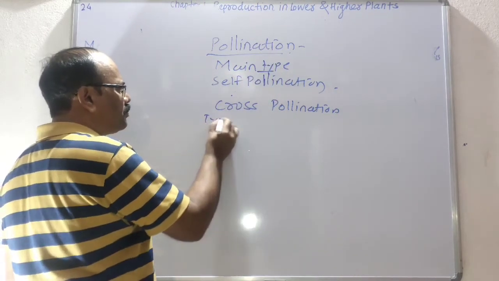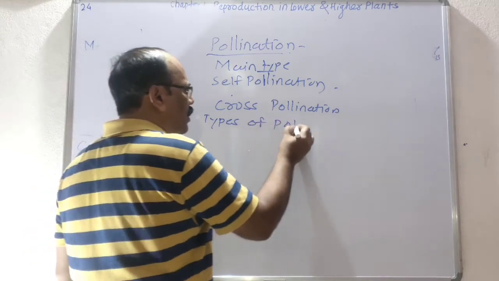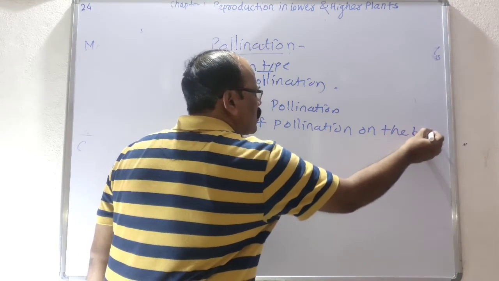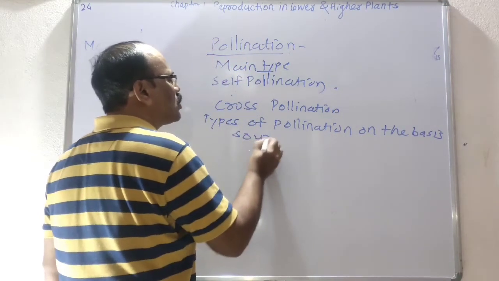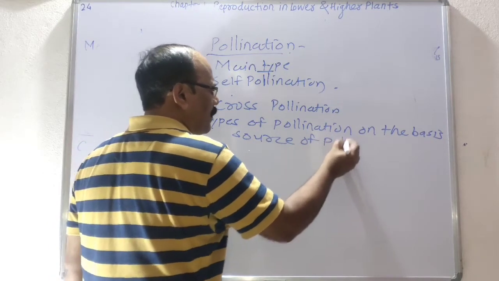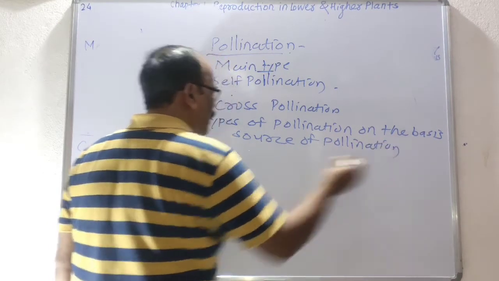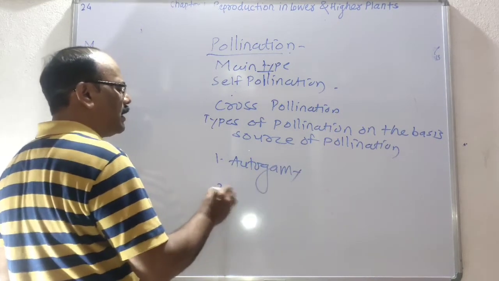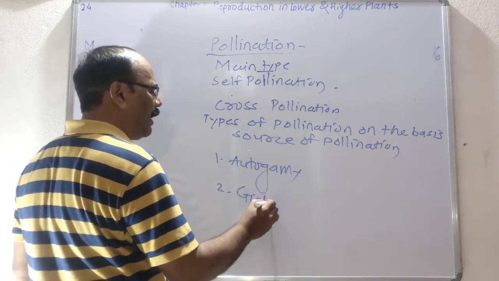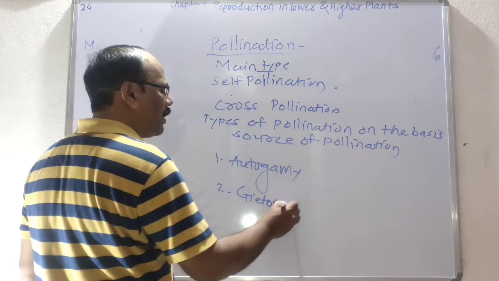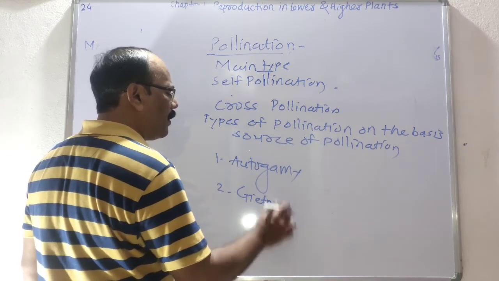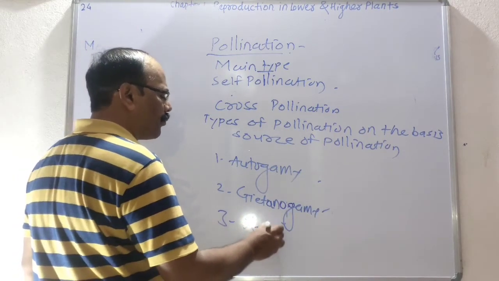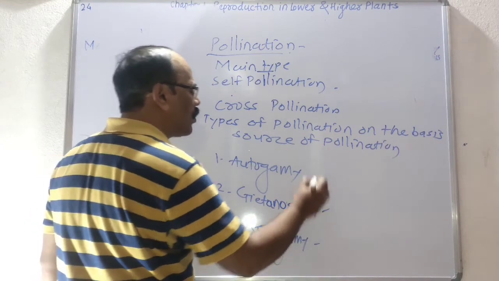And the types of the pollination on the basis of source of pollination. Which are the types? There are the autogamy. Second is the geitonogamy. And third is called as the xenogamy.